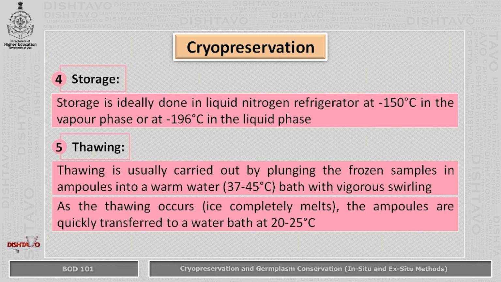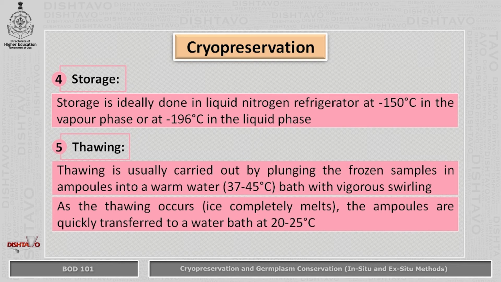Storage. Storage is ideally done in a liquid nitrogen refrigerator at -150 degrees centigrade in the vapor phase or at -196 degrees centigrade in the liquid phase. The ultimate objective of storage is to stop all the cellular metabolic activities and maintain cell viability.